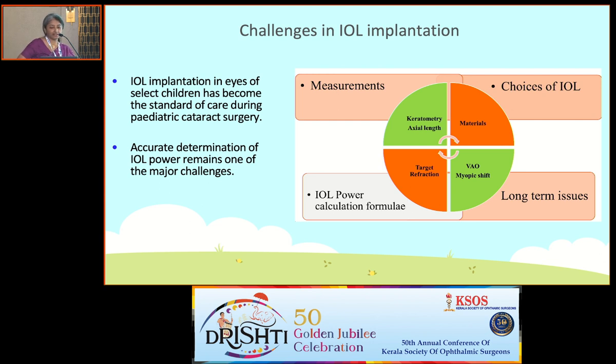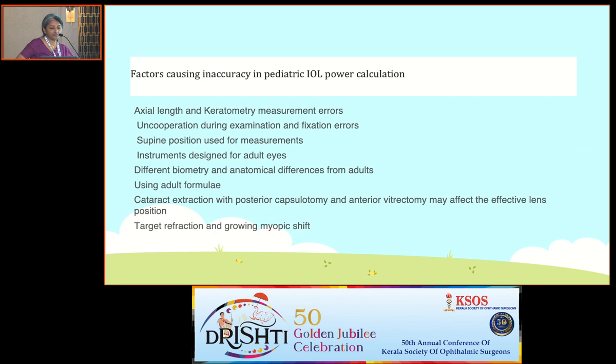IOL material, and it's a growing eye. The target refraction is not emmetropic as in adults. We are undercorrecting the child, otherwise there will be a myopic shift later on. So these are the factors, just to enumerate what are the factors causing inaccuracy in pediatric IOL power calculation.